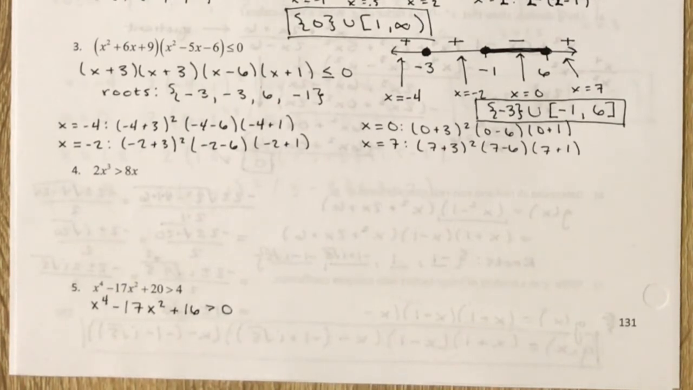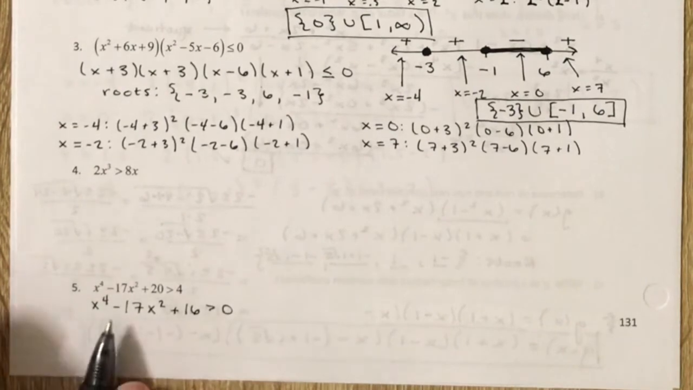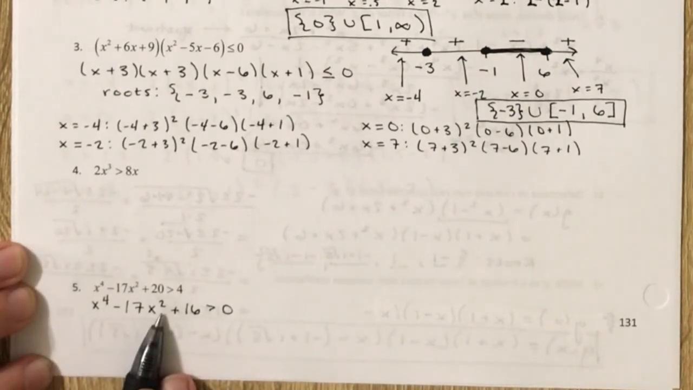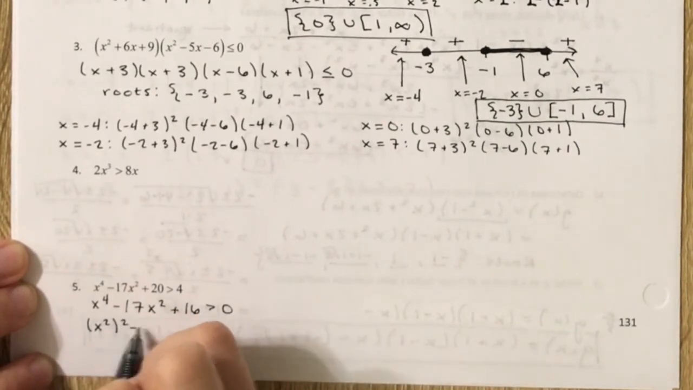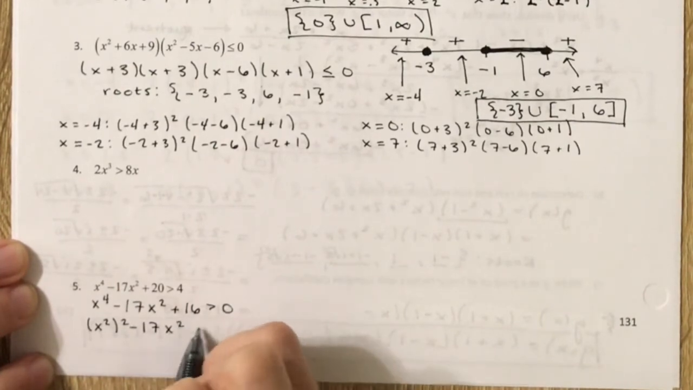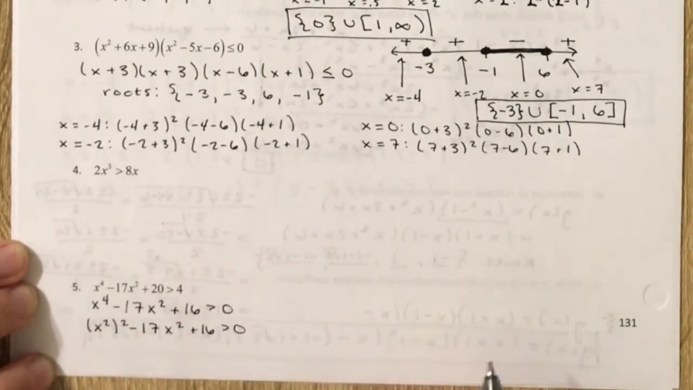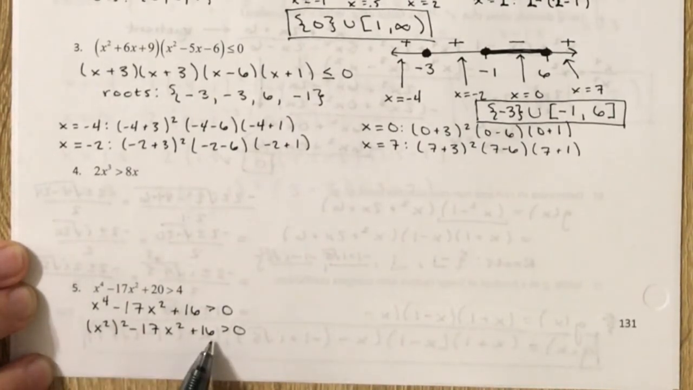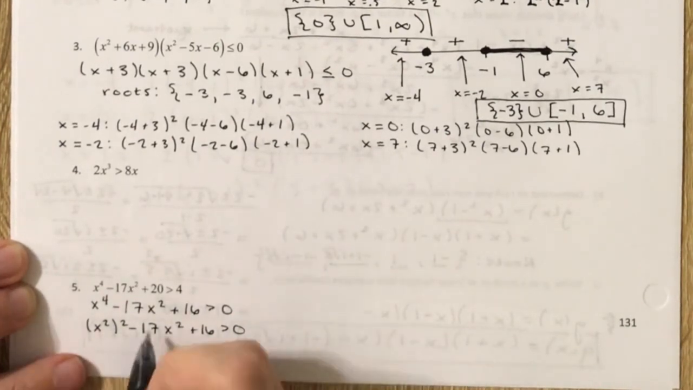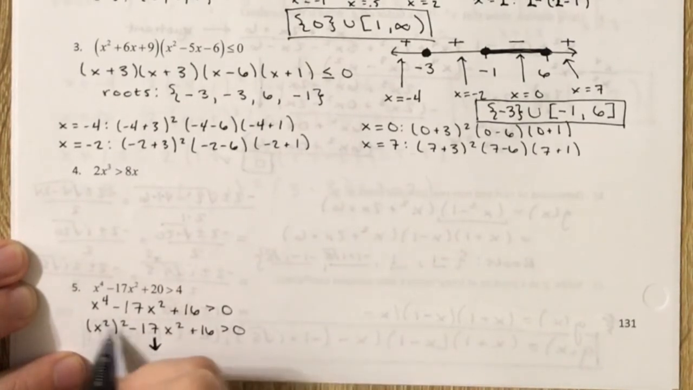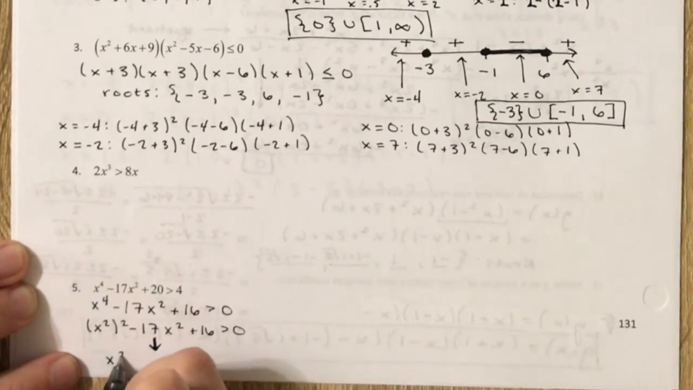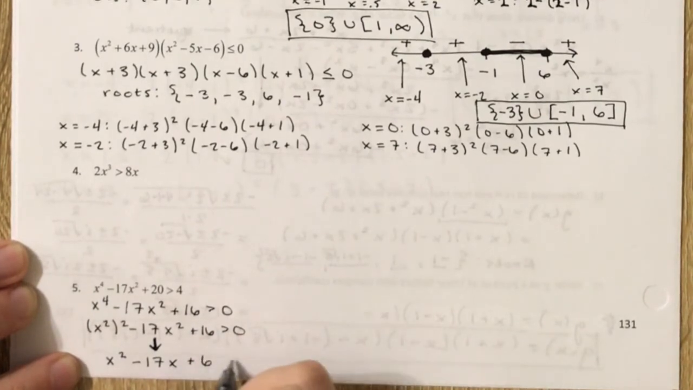Remember, this is one of those functions that looks like a quadratic, but we have those double exponents. So remember, we can think about this as x squared squared, minus 17x squared plus 16, which looks a whole lot like a quadratic. And we can factor it in a similar way. So, these are not equal, but we're thinking about this as if it were x squared minus 17x plus 16. How would we factor this?